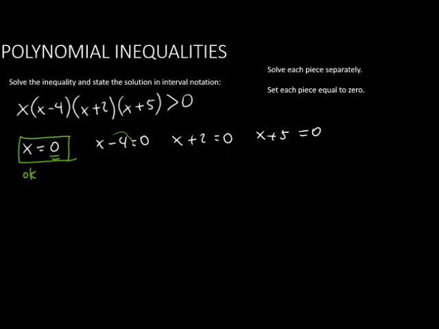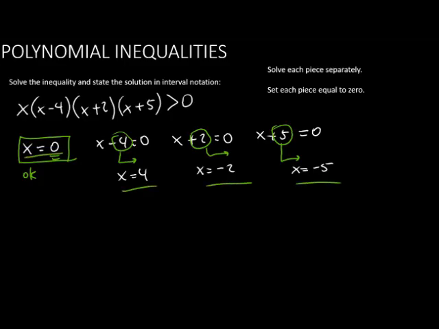For x minus 4, we'll take the minus 4 and move it to the right and end up with x equals 4. Do the same thing to the positive 2. When we move it to the right, it will become x equals negative 2. Do the same thing to the positive 5 and move it to the right, and we will get x equals negative 5. Therefore, we will find 4 values of x in this inequality that make the expression on the left become 0. Those are 0, 4, negative 2, negative 5.